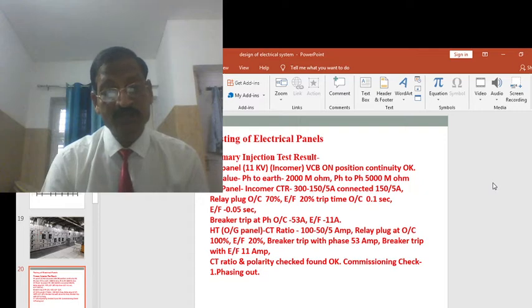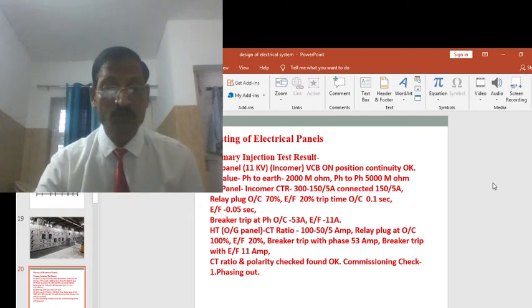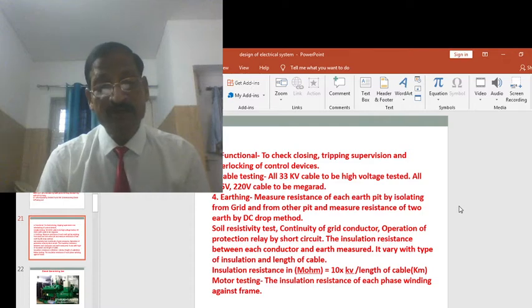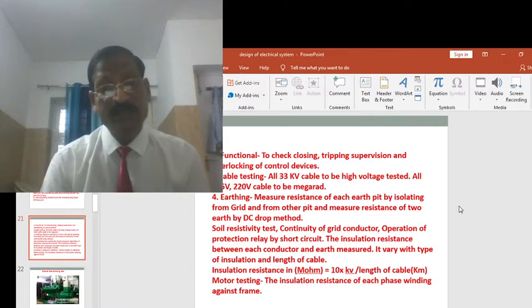ST outgoing panel CT ratio 100 to 50 to 5 ampere. Relay plug setting for overcurrent 100%, earth fault 20%, breaker trip with phase 53 ampere, breaker trip with earth fault 11 ampere. CT ratio and polarity checked, found okay. Then functional check, to check the closing, tripping, supervision and interlocking of control devices. Cable testing: all 33 kV cables to be high voltage tested, all 415 volt cables to be measured.